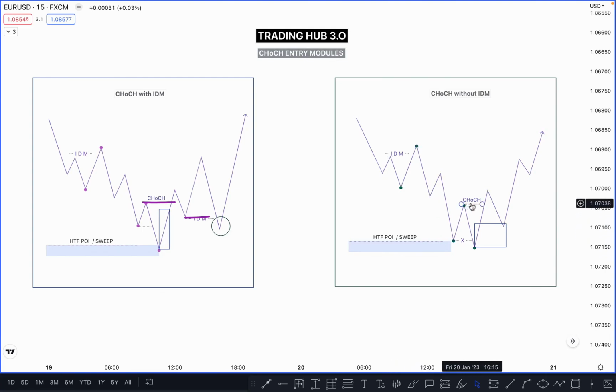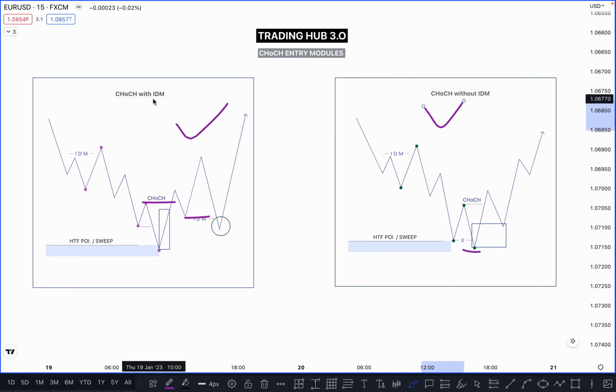If the market breaks the first high, this is our change of character, and the market has taken out the previous low, which is here. In this case you can immediately buy here without inducement, because the market has already taken out this liquidity, and you can put the stop loss just below it, which is here. So this is our second entry model: the first one is here and the second one is here. This one is CHoCH with inducement, and this one is CHoCH without inducement.